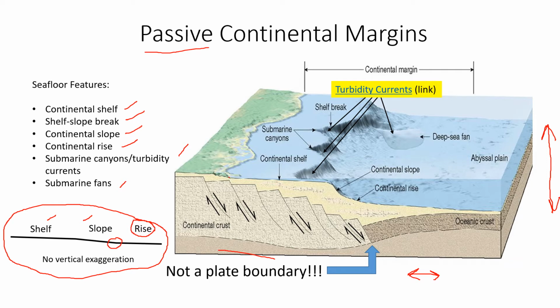Most importantly, passive continental margins are not characterized by a plate boundary. So we certainly have a geologic boundary here between continental crust and oceanic crust, but in this case, the oceanic crust is fused to the continental crust and we don't have a plate boundary. That's the main thing that you want to remember about passive continental margins, is because they lack plate boundaries, they don't tend to be sites of active geologic activity in terms of faulting and volcanism and earthquakes, mountain building, etc.